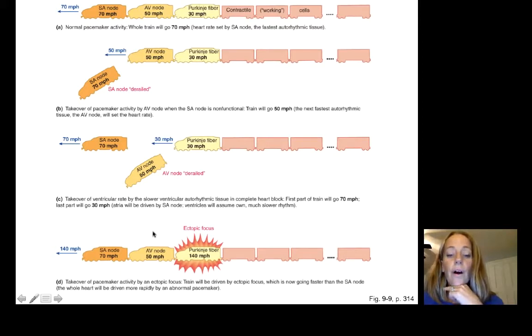So all of this is saying that there is a hierarchy to the intrinsic conduction system. The SA node is the primary pacemaker. The AV node can come next. The others can do it, but they are not life-sustaining.